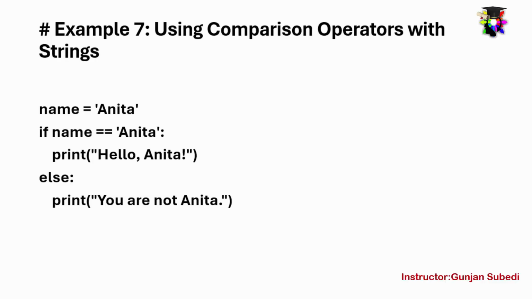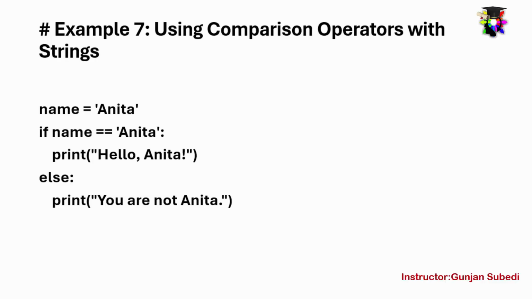Okay, let us see another example using comparison operators with strings. Here we set the value of the variable name to Anita. If name == Anita, the double equals means both left and right side values must be the same. It checks if the value stored in the variable name is equal to Anita. Print hello Anita. If the value stored in name is Anita, it prints hello Anita.